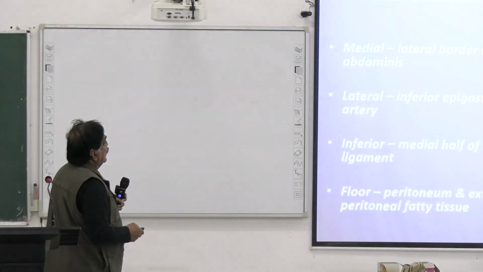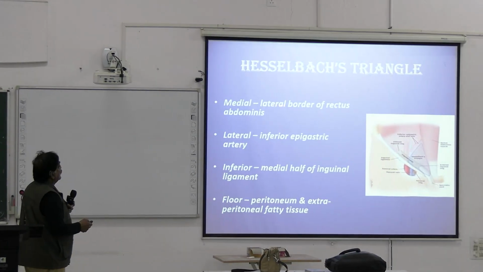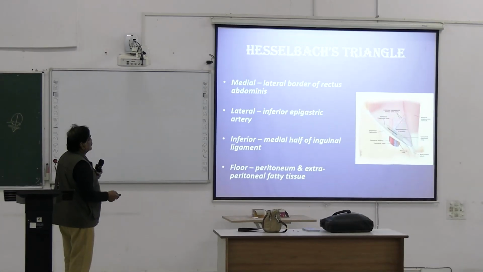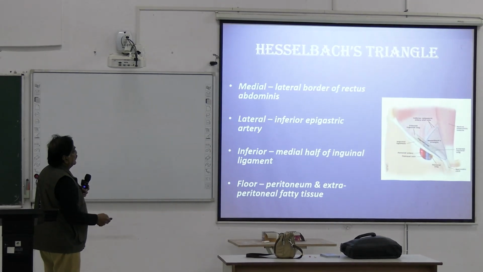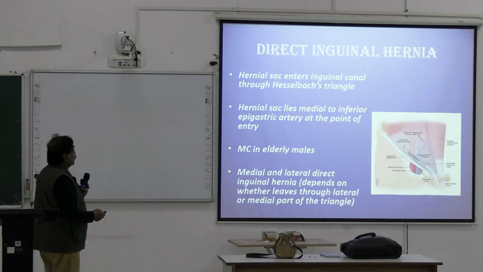Hesselbach's triangle, this can be a short note. Medial: lateral border of rectus abdominis. Lateral: inferior epigastric artery. Inferior: medial half of inguinal ligament. Floor: peritoneum and extraperitoneal fatty tissue. This is Hesselbach's triangle. Short note.